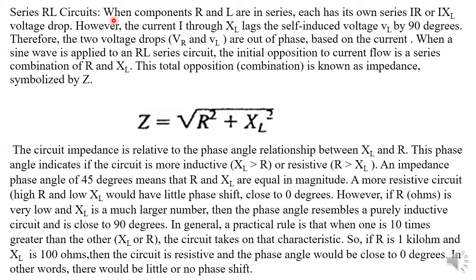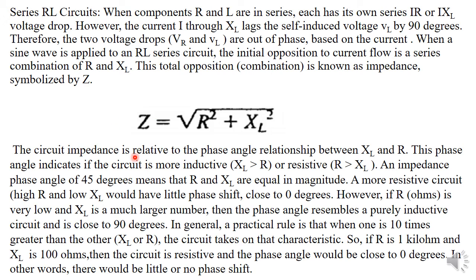Series RL circuit. When components R and L are in series, each has its own voltage drop. However, we know that the current in the inductor lags behind the voltage by 90 degrees. Therefore, the voltage drops VR and VL are out of phase. Now, the opposition to the flow of current is due to both resistance and inductance. The total opposition is known as impedance, and this is the formula to calculate the impedance.